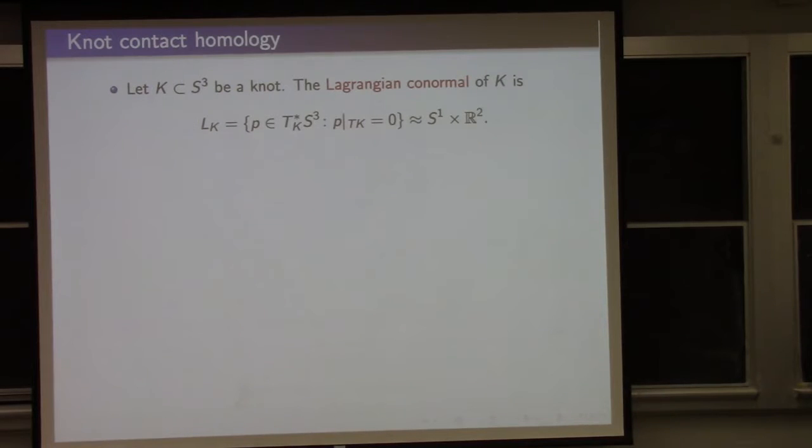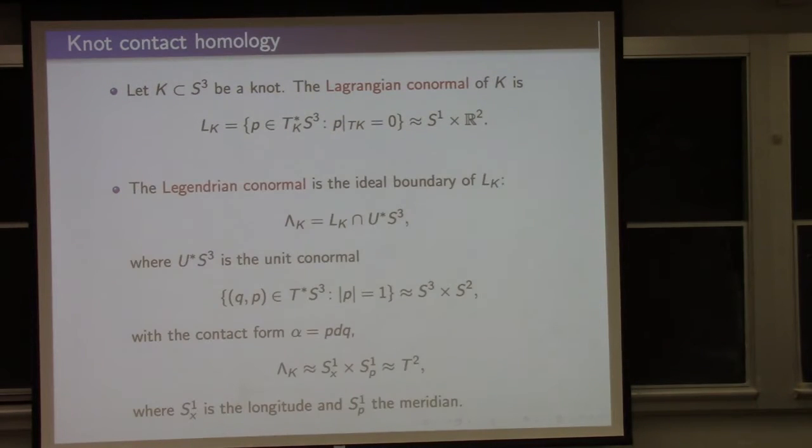So the starting point is to try to transport smooth information into the symplectic world. We start by taking a knot or link in S^3, and then its Lagrangian conormal consists of all those covectors in the cotangent bundle along the knot that annihilate its tangent vector. So that's topologically just S^1 times R^2, and it's one of these exact Lagrangian submanifolds of the cotangent bundle of the sphere, and its ideal boundary is the Legendrian conormal, which is topologically a torus. If you have a link, it's a torus for each component.